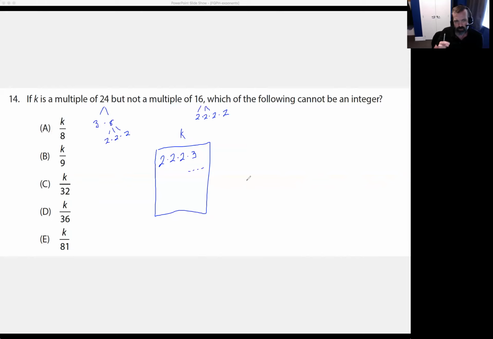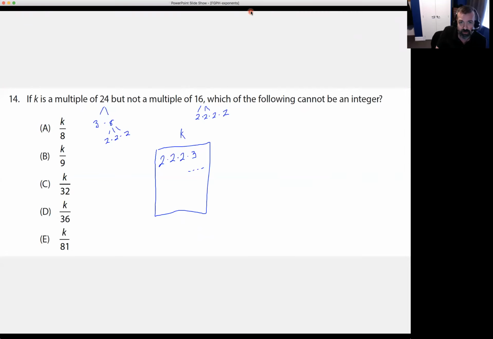So what have we just learned about K? It is a multiple of 24, but it's not a multiple of 16. Oh, I know it is a multiple of 3, right? So these are the ingredients I know for sure about K here. K has got 3 2s and a 3 in it. And it is divisible by 3, Shruti, you're right. It doesn't have 4 2s.